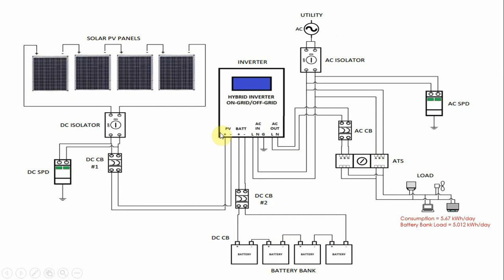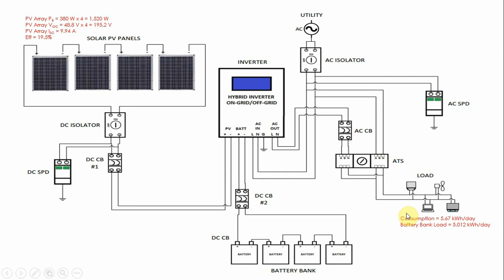Okay, in step 1 we have computed the daily power consumption by dividing the monthly electric consumption stated in the electricity bill by 30 days. In this example, the daily consumption is 5.67 kilowatt hours per day. In step 4 we have also computed the required battery bank load, which is 5 kilowatts.